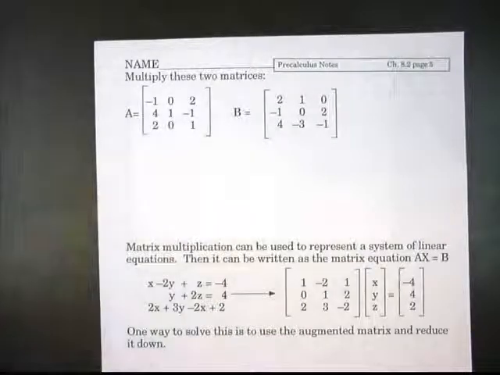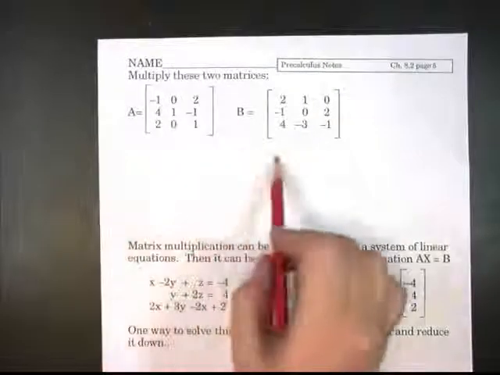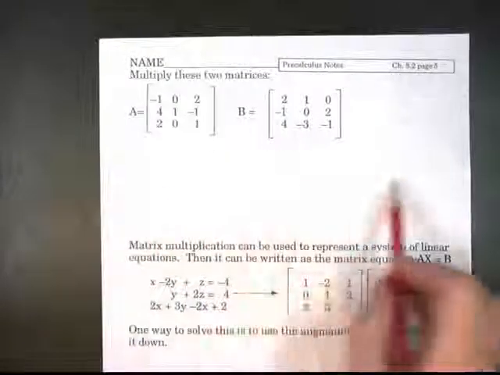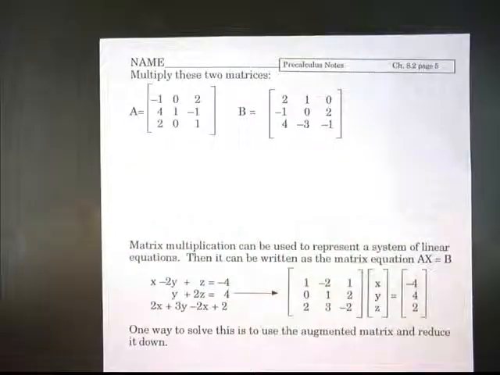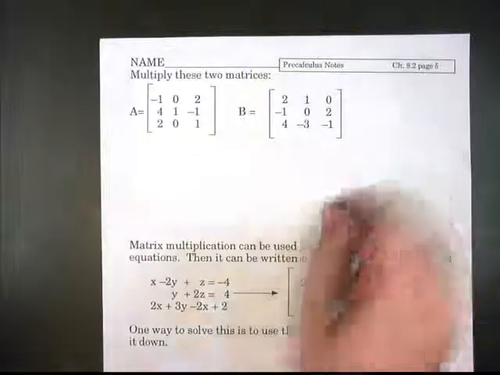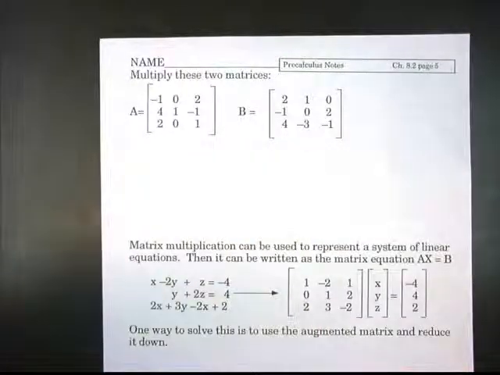Multiply your two matrices. I want you to do it by hand. So go ahead and multiply, add, multiply, add, multiply, and then I want you to check it with your calculator. So I want to see both versions, the by hand and then your answer that you can verify with the calculator.